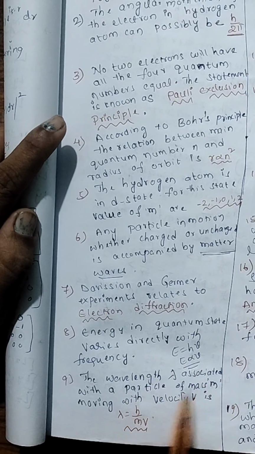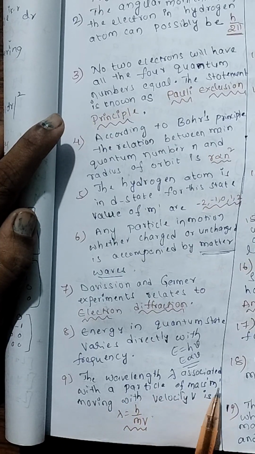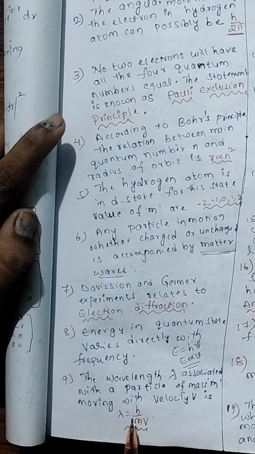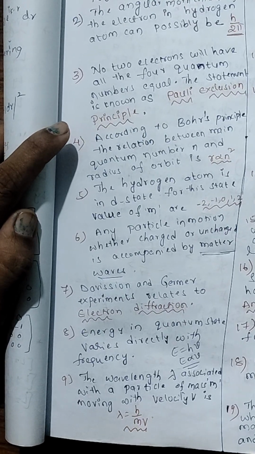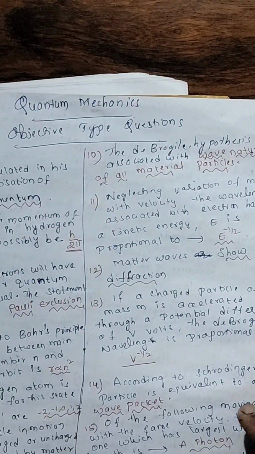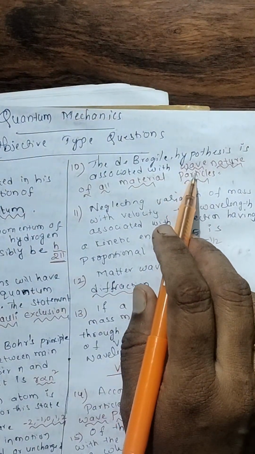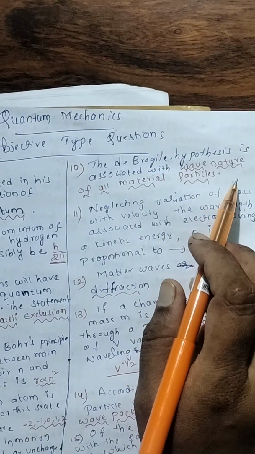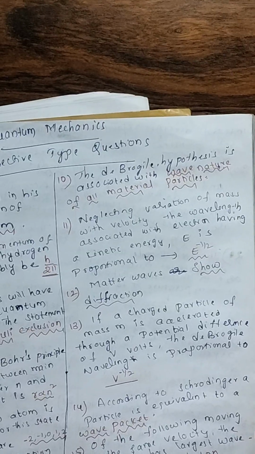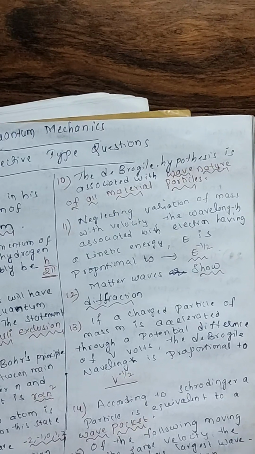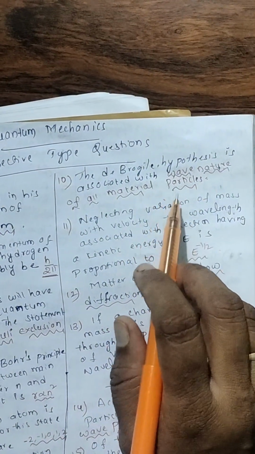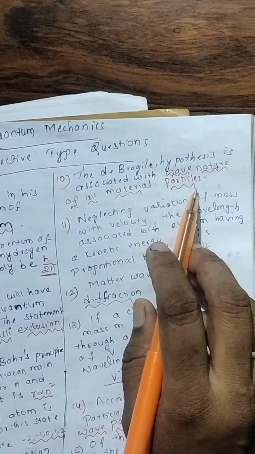The wavelength lambda associated with a particle of mass m moving with velocity v is the de Broglie wavelength. Lambda is equal to h by mv. Right? Now next, the de Broglie hypothesis is associated with the wave nature of all material particles, because de Broglie strongly said that a moving particle is associated with a wave or a wave packet.